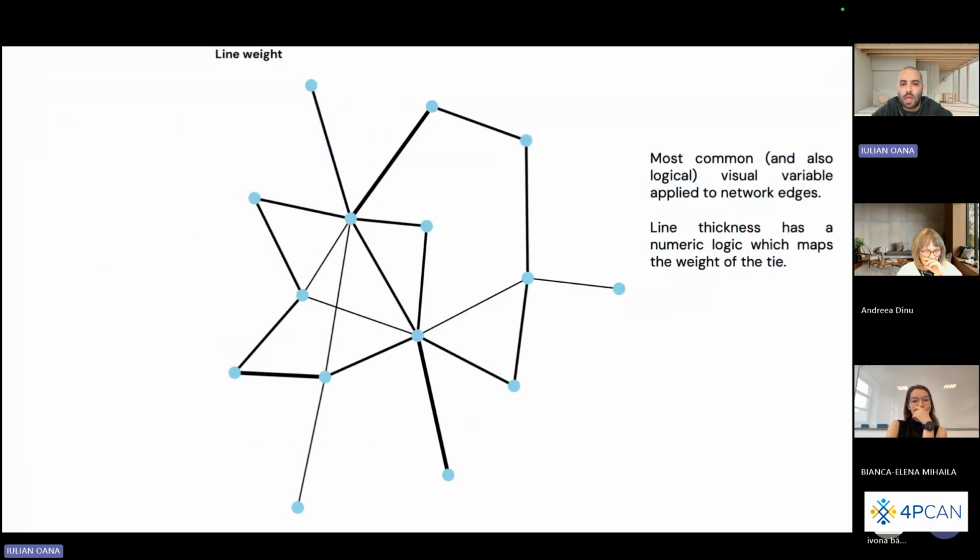Again, some visual examples. So line weight. This is the most common visual variable applied to node edges because it's the most logical and the most natural, because as with node size, if we have edge weights, these are usually numeric and they map onto this numeric logic of line thickness.